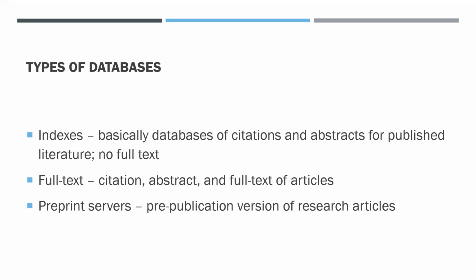Then there are full text databases. In these databases, we have citations, abstracts, and the full text of articles. Sometimes you will get a database that is a mix of the two. It will have some records that are just citations and some that also contain the full text.